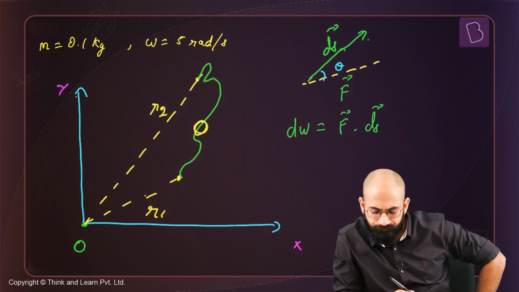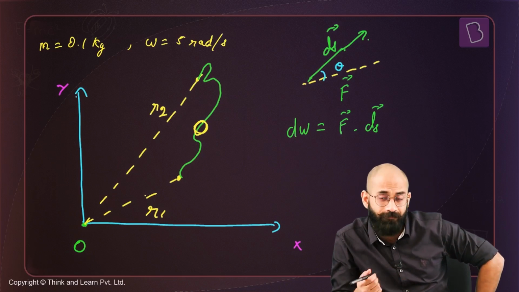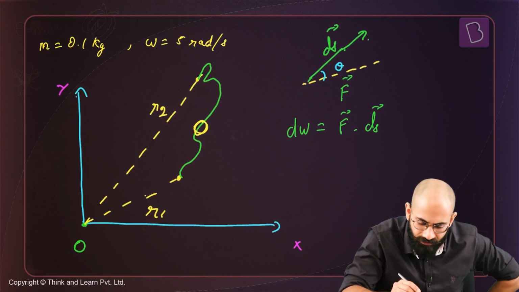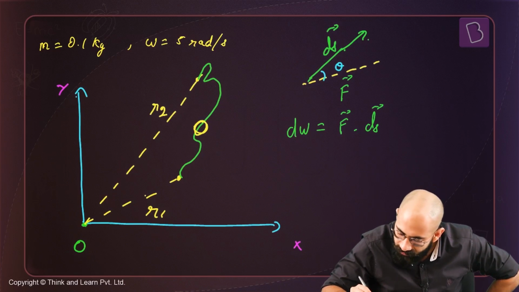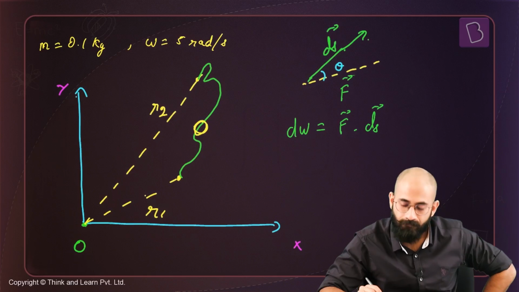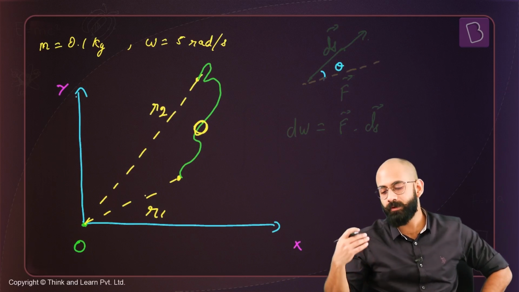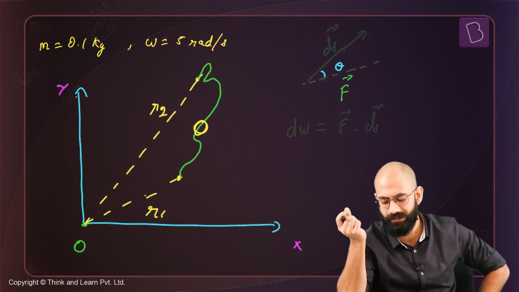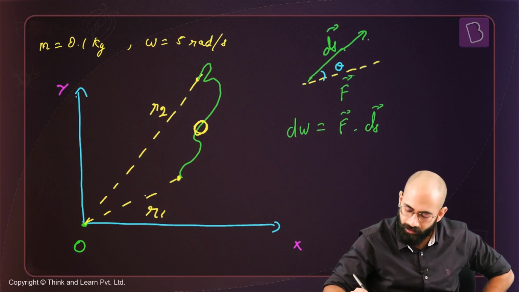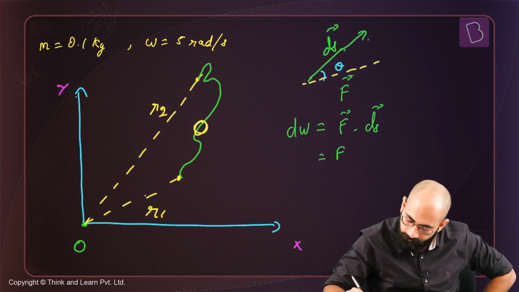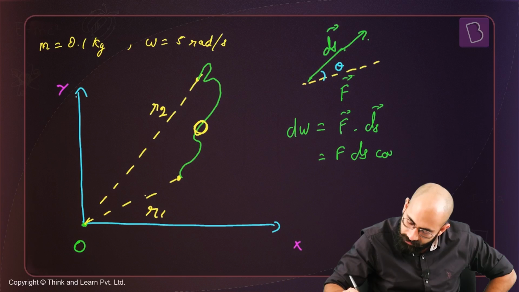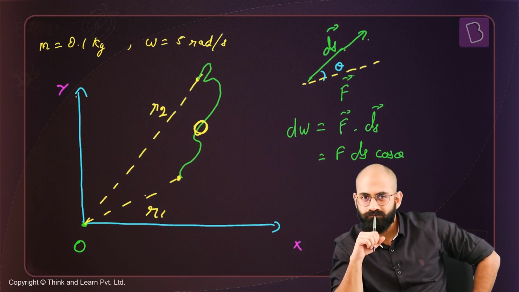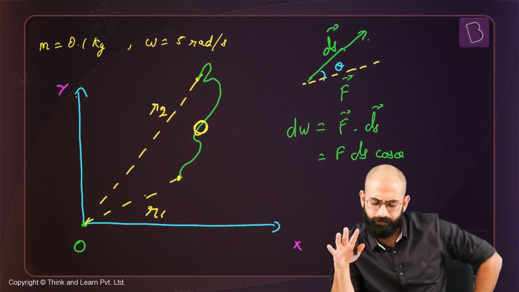And ds, and we know that the F vector will be in this direction, correct? Because it will always be radial, which means that theta will be the angle between the F vector and the ds vector. So the dot product will be F ds cos theta, correct? Okay, nothing wrong here, cool.